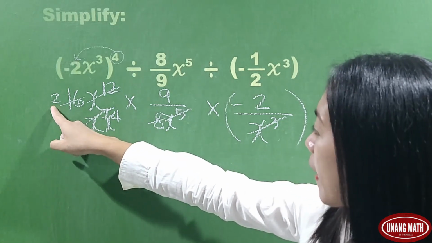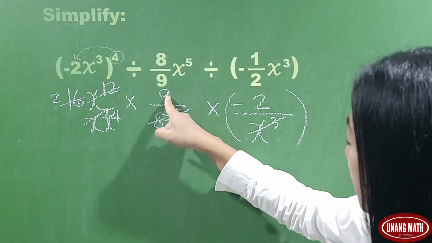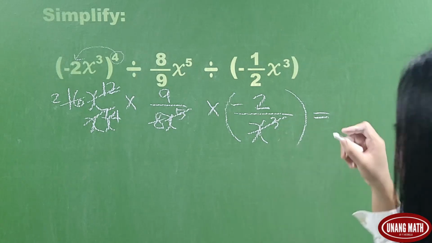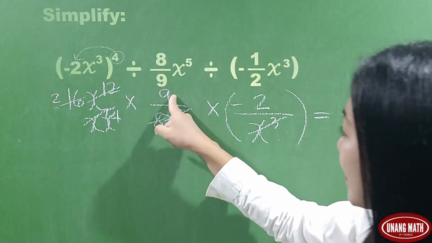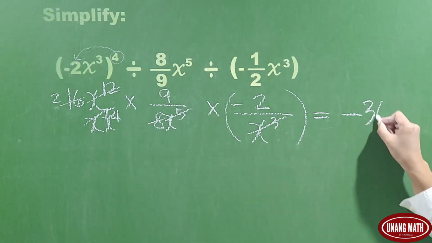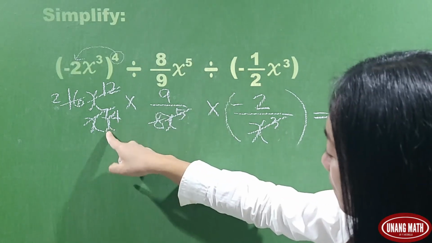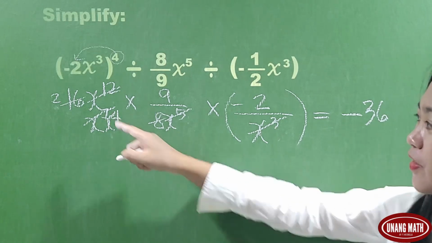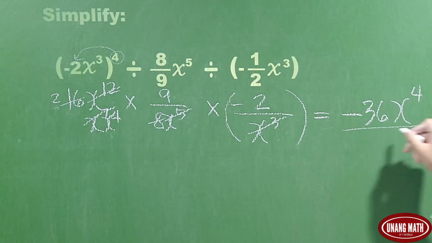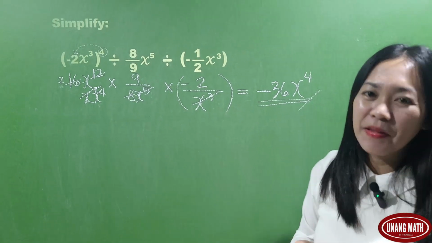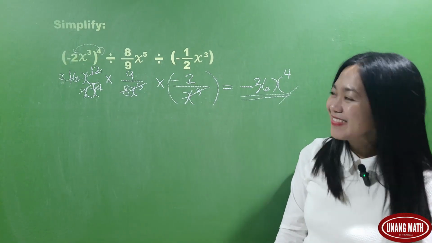Okay, now let's multiply. Positive times negative, so the result is negative. 2 times 2 is 4, times 9 is 36. So this is negative 36. And then the variable would be x raised to the power of 4. So negative 36x raised to the power of 4. So this is the simplified expression.